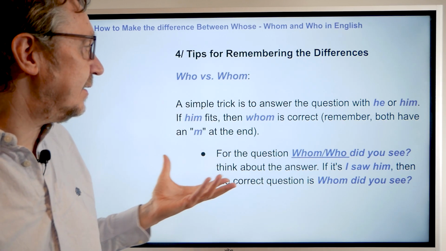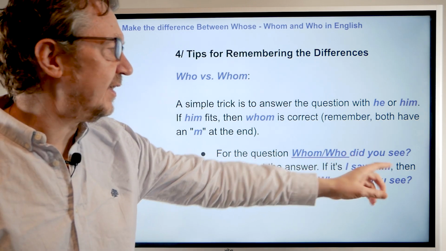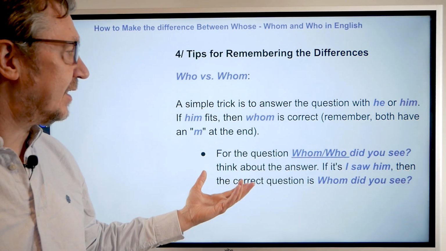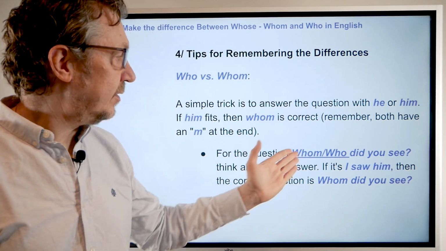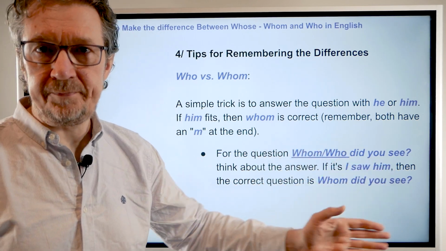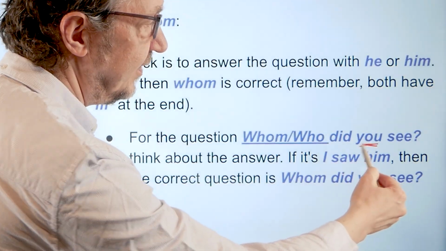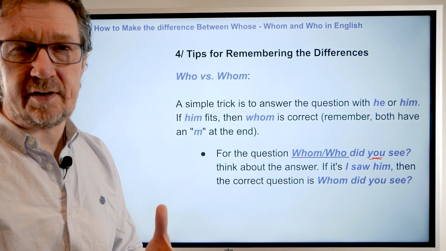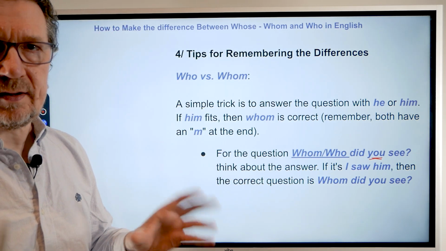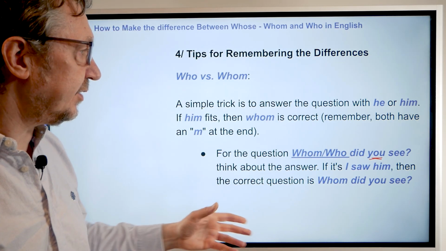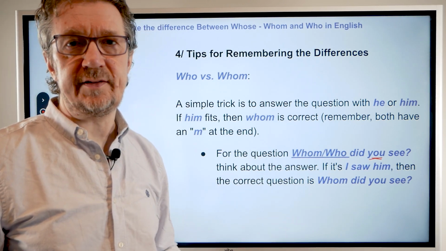Okay? And then, for example, have a look at this. For the question, whom did you see, or who did you see? Think about the answer. I saw him. So there you go. Whom is the right one. Also, sometimes if this is here, then you will understand as well, but not always. Just be careful on that one. So, whom did you see?